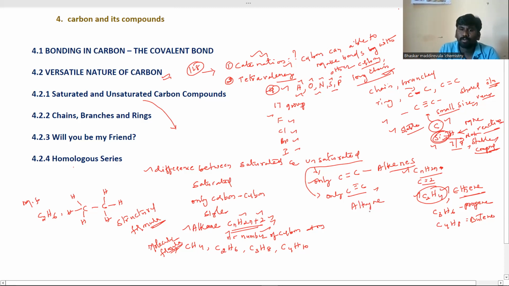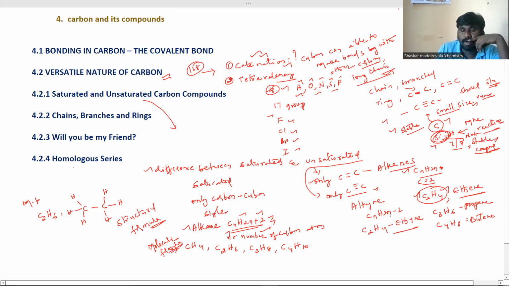Alkynes. The general formula of alkynes is CnH2n minus 2, by varying the number of carbon atoms. The first member of this family is C2H2. This is the first member of the alkynes. The name is ethyne.